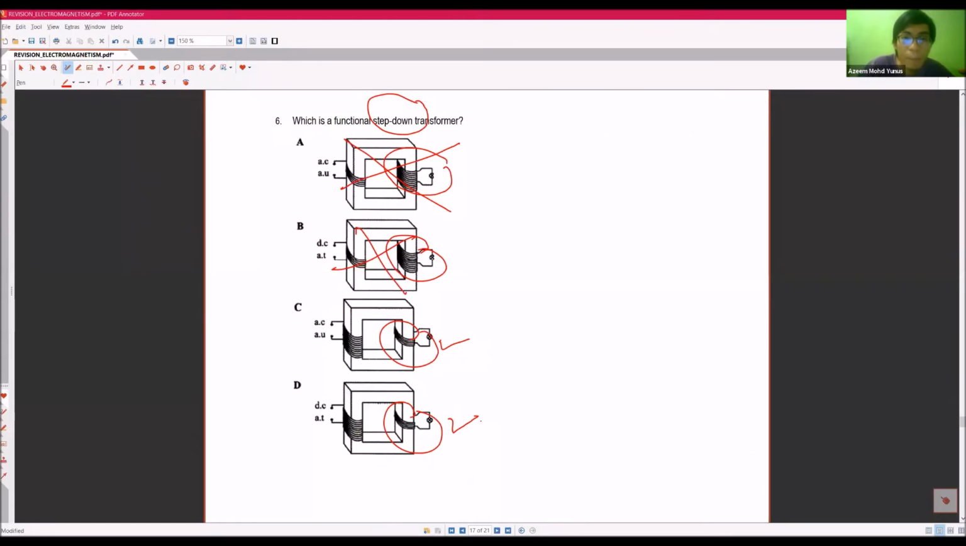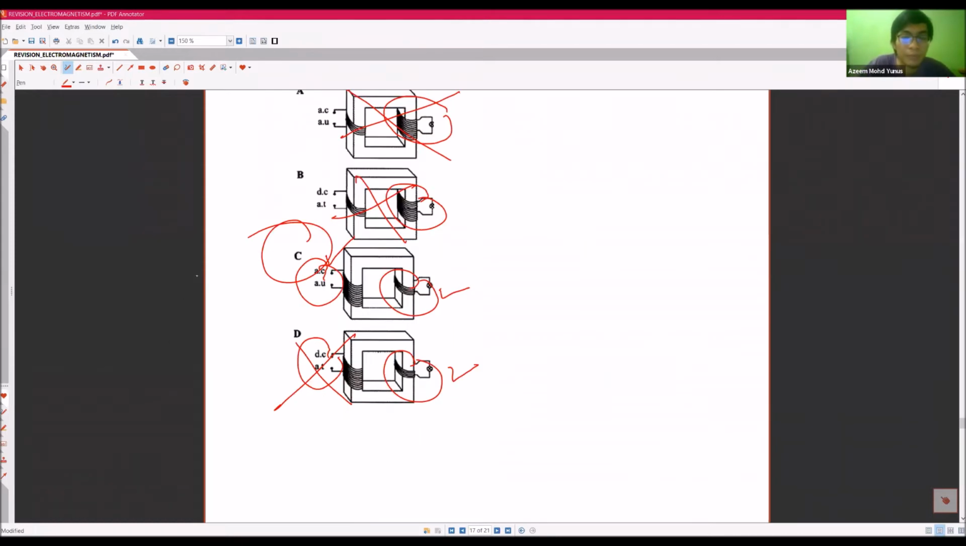Now let's compare the type of power supply. This uses AC, so it's working. This is DC, so not working. So the answer is C. Okay.